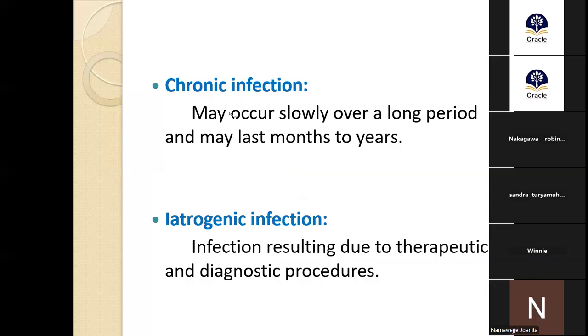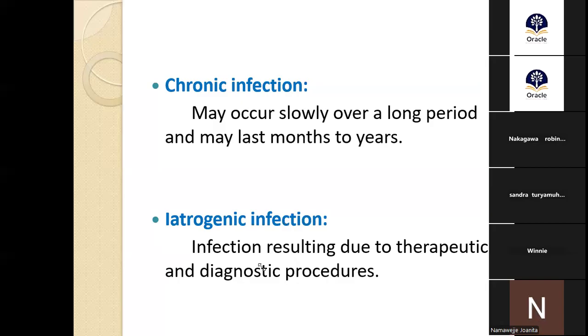A chronic infection may occur slowly over a long period and may last months to years. Of course, the definition of chronic is going to vary from infection to infection. For some, they may define it as 2 weeks, for others maybe a month, others 3 months, etc., to call it chronic. Or it could be iatrogenic.